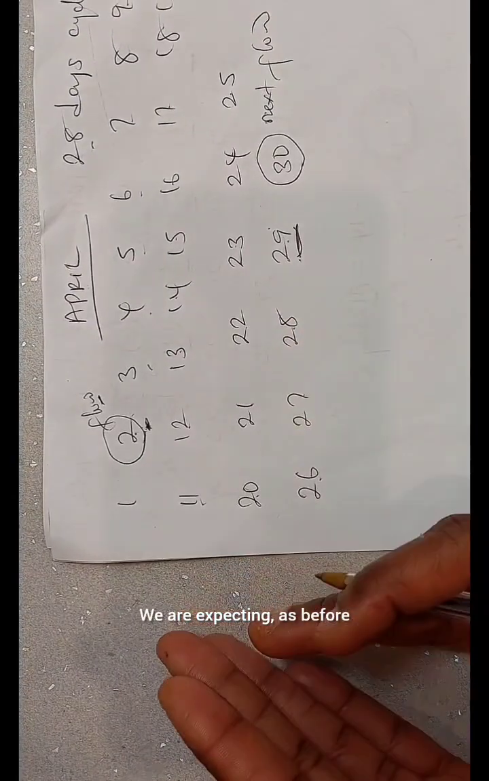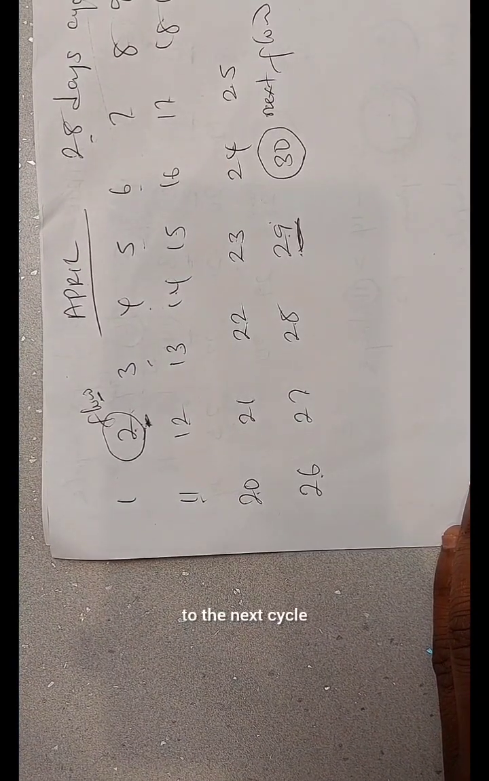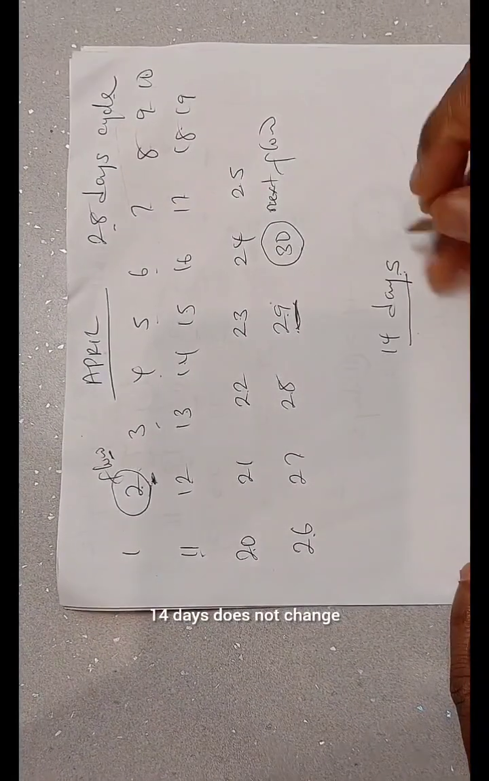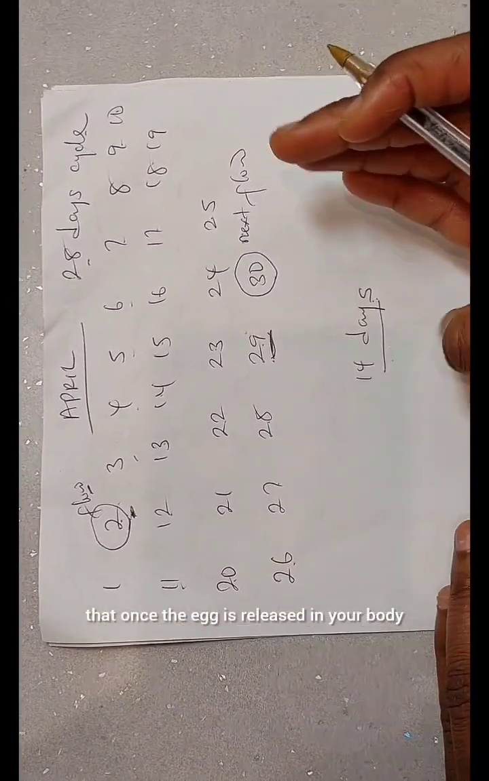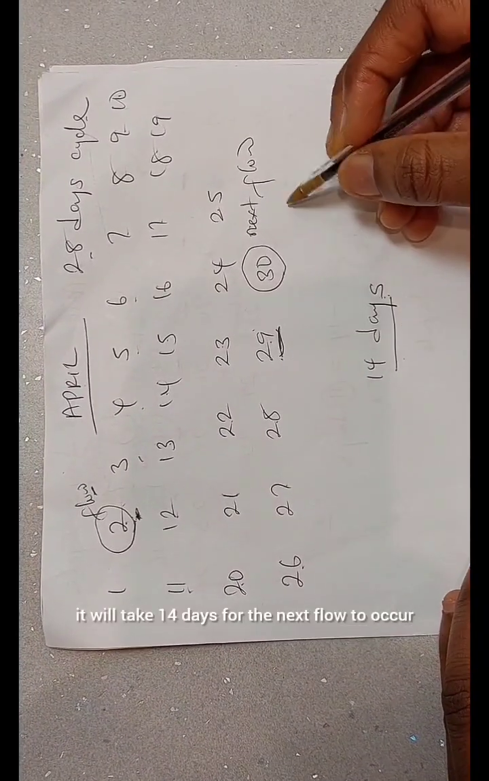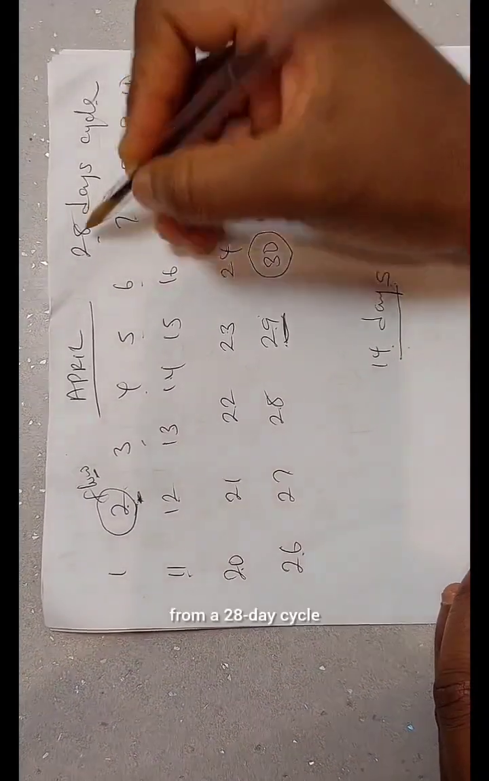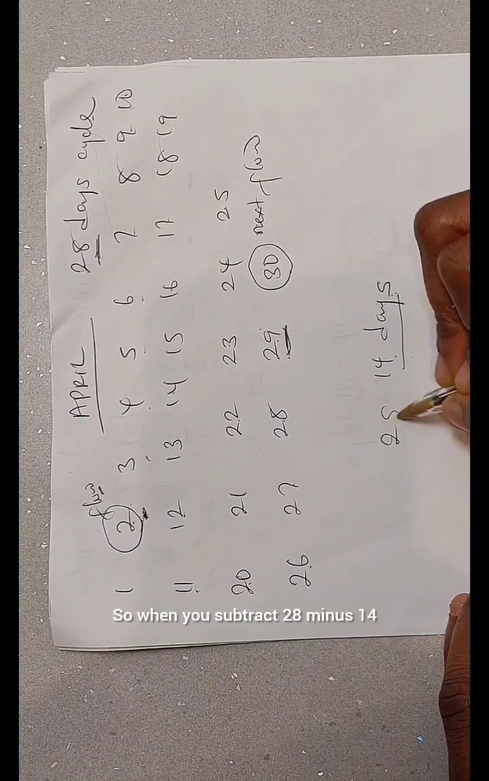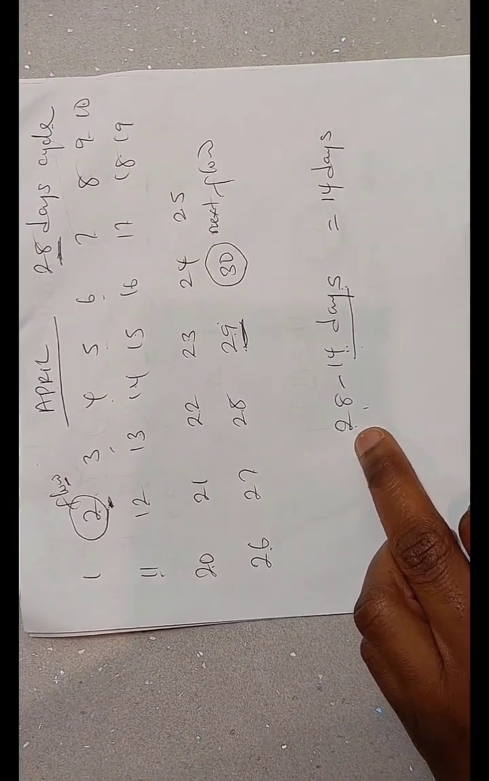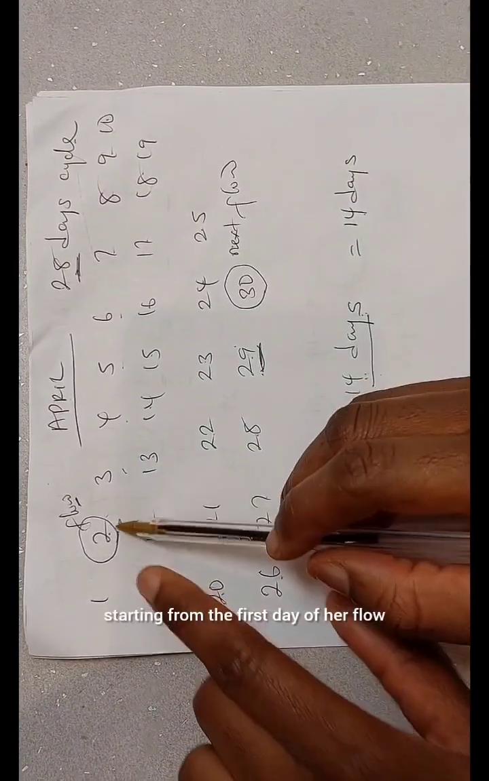We are expecting, as before, that ovulation should occur 14 days before the next cycle. The 14 days does not change, because once the egg is released in your body and it does not fertilize, it will take 14 days for the next flow to occur. Therefore, we're going to subtract 14 days from a 28-day cycle. So when you subtract 28 minus 14, you have 14 days. Now we're going to look for 14 days on the calendar, starting from the first day of her flow.